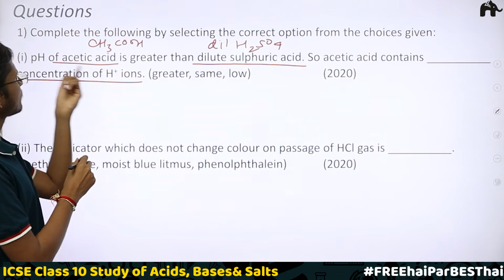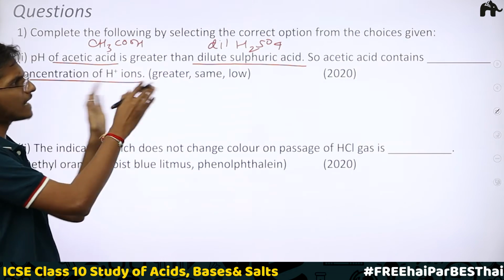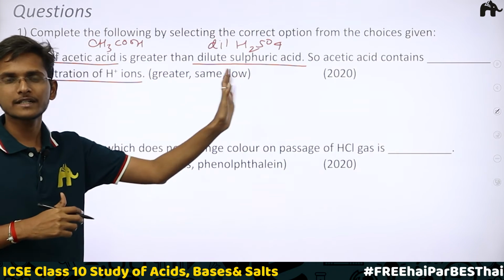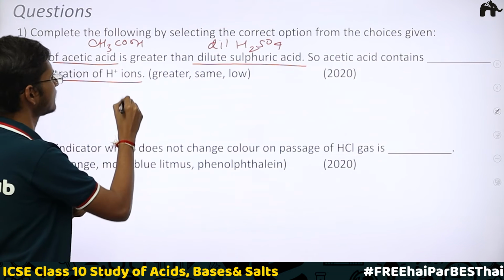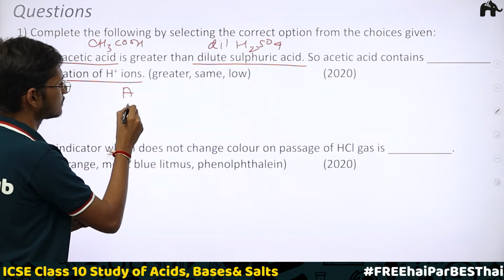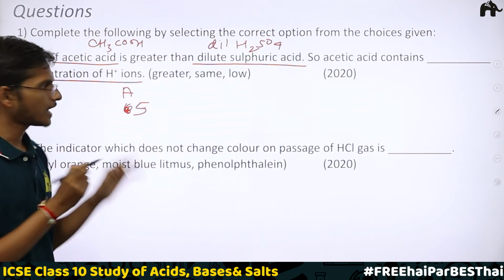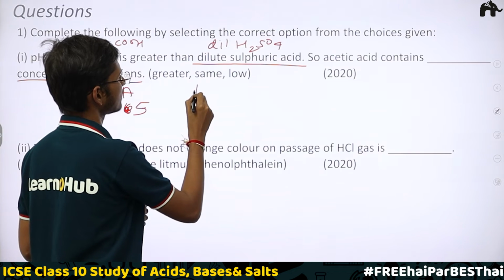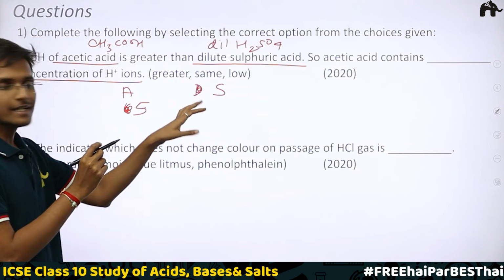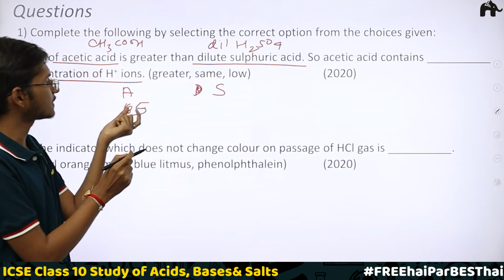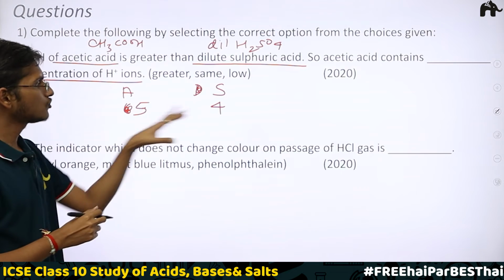See, the pH of acetic acid is greater, they are saying. So suppose I take a random number. Since they are acids, their pH won't go beyond that 7 line. Suppose the pH of acetic acid is 5, and dilute sulfuric acid, I am representing it as S, its pH would be less, right? The pH of acetic acid is greater than dilute sulfuric acid, so it should be less than 5. So suppose it is 4.